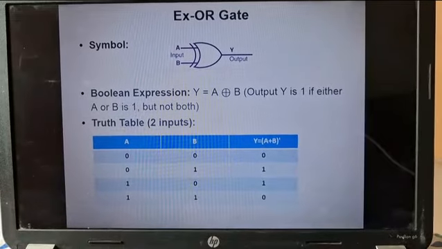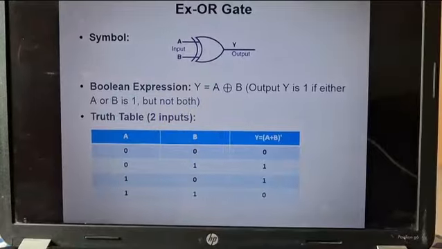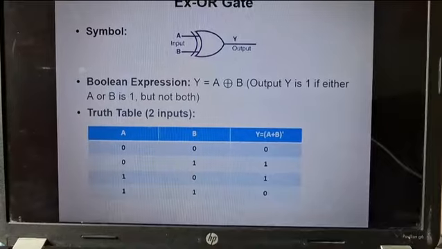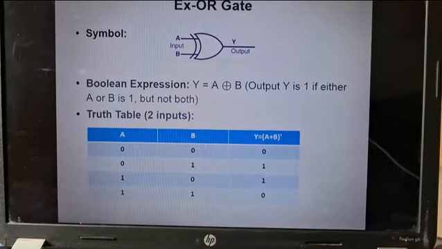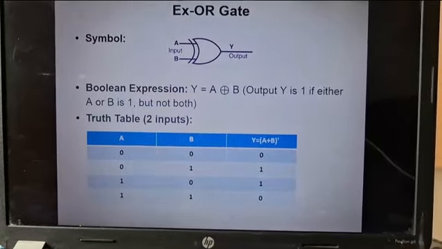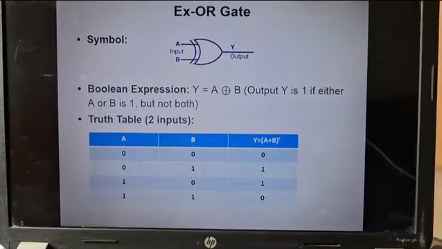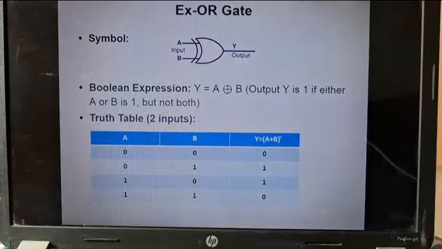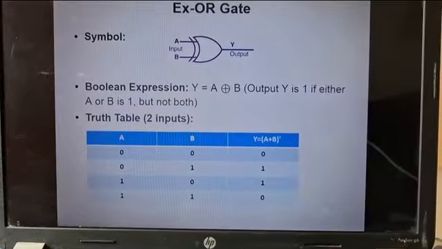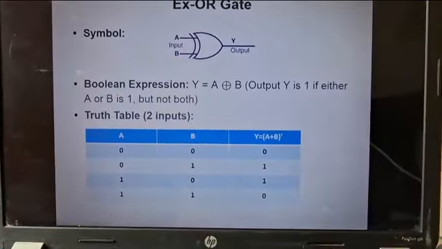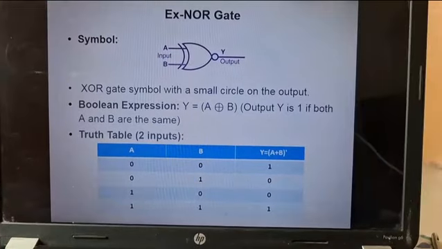This is the XOR gate. I have shown here the symbol of the XOR gate. This is a two input XOR gate with one output. The Boolean expression of the XOR gate can be shown as Y is equal to A XOR B. The XOR gate gives output 1 only when the inputs are different. That means when the inputs are the same, that is 0 0 or 1 1, it gives the output 0, and for the other two cases it gives output 1.